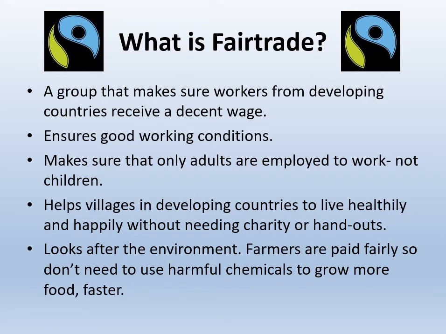And finally, it looks after the environment more. Farmers are paid fairly, so they don't need to use the harmful chemicals in order to grow more food and faster. Remember when we went to that slide about who gets and who does what, the banana worker on the slide for the unfair trade banana was potentially going to be ill because of the chemicals. If you don't need the chemicals because people have better conditions and there isn't as much pressure being placed on them, bananas will grow when bananas grow, then they get a fair wage. That means they don't have to use these nasty things.